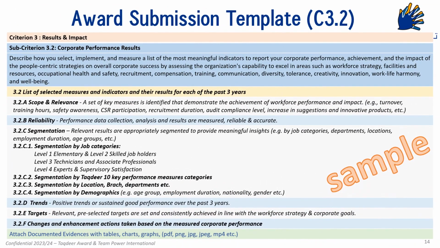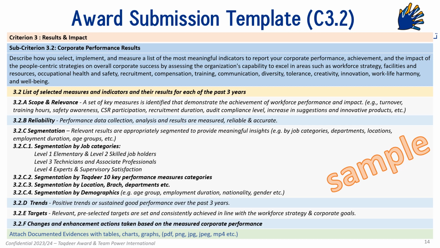Differing from the writing style used for Criteria 1 and 2 submissions, Criterion 3 will not only focus on the description of the workforce perception and corporate performance measurement systems, including a comprehensive list of measures, targets, and results, etc., but also on the design, distribution, collection, analysis, and reporting of findings and satisfaction ratings, as well as how the company selects, implements, and measures a list of the most meaningful indicators, etc.